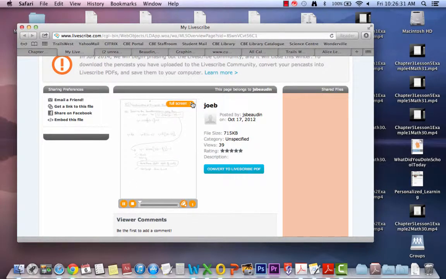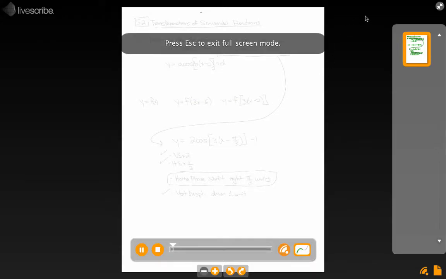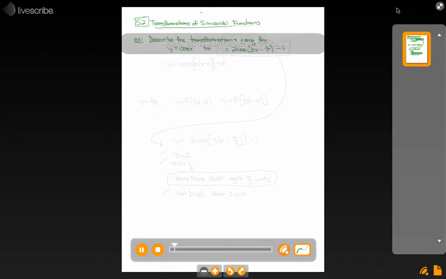This example comes from section 5.2, transformations of sinusoidal functions. In this case, we don't have to go through all the steps of graphing, but we are asked to describe the transformations going from a regular y equals cos x function to y equals 2 cos(3x minus pi) minus 1. We've been looking at this general format of y equals a cos of b(x minus c) plus d.